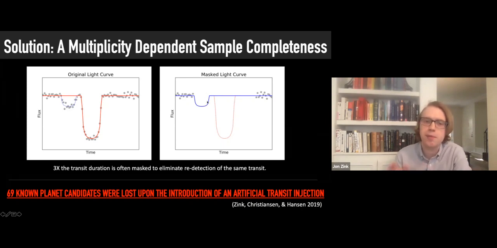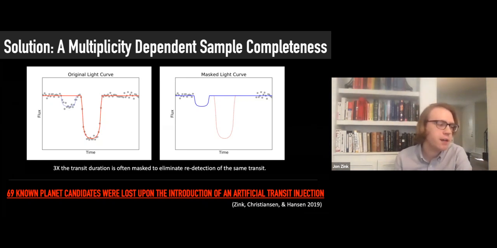It just has to remove enough to push it below the signal-to-noise detection threshold. So really this has a big effect. And what we did is we went back and looked at all the injection data. And remember I said that injections were made on every light curve, even the ones that already had planets in them.